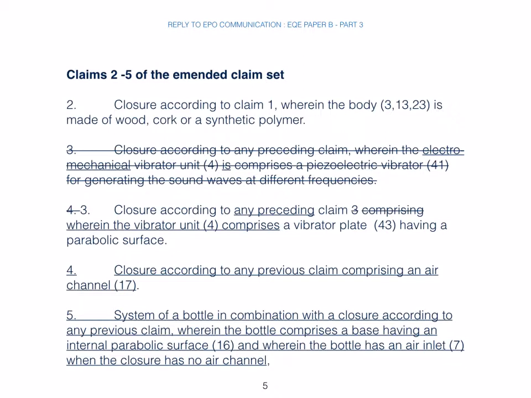That's unchanged. Three, closure according to any preceding claim, wherein the vibrator unit comprises a vibrator plate having a parabolic surface. Four, new claim, closure according to any previous claim, comprising an air channel. Five, also a new claim, system of a bottle in combination with the closure according to any previous claim, wherein the bottle comprises a base having an internal parabolic surface, and wherein the bottle has an air inlet when the closure has no air channel.